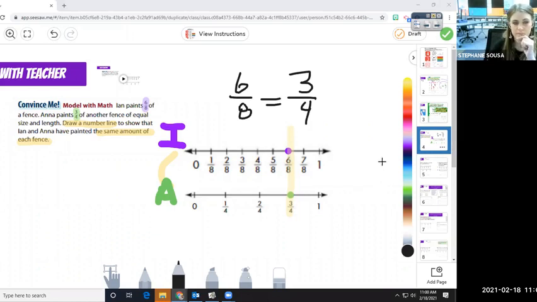Okay. So this is how we know they are equivalent fractions. They are the same distance, starting at 0 and stopping here. The fractions have different names, but they are the same amount of the whole.